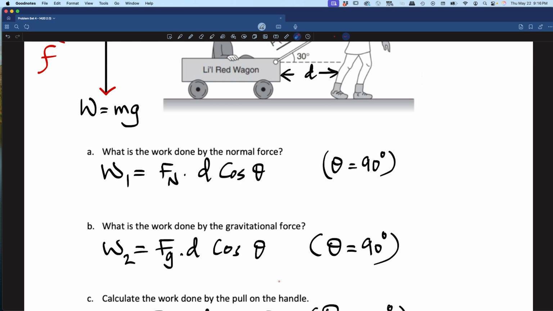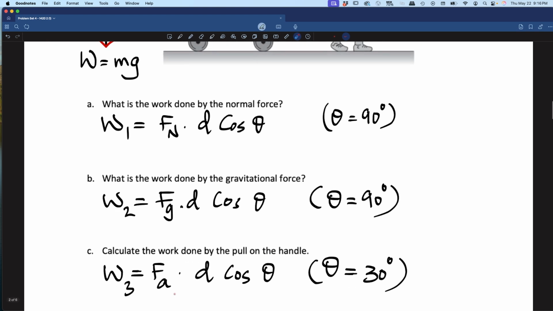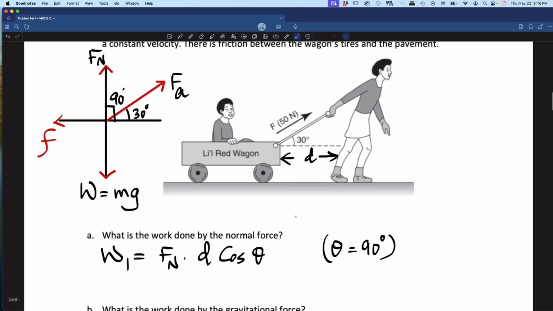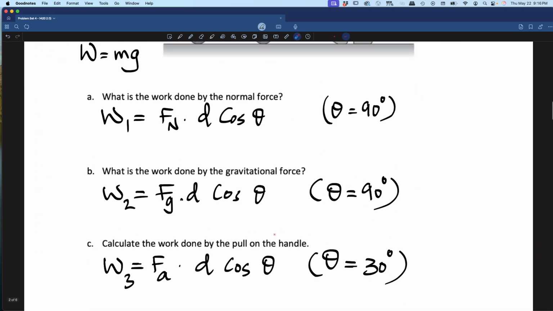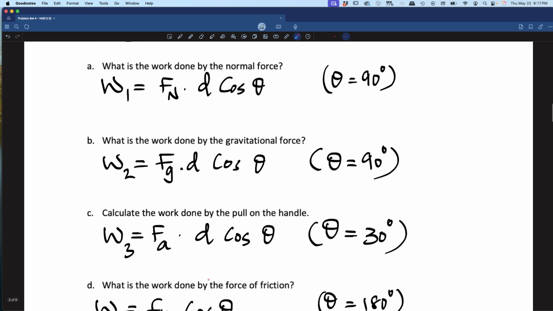C, calculate the work done by the pull on the handle. Okay, now the force is the applied force, which is what? 50 newtons? Yeah, 50 newtons times d, which is 25. This time the angle is 30, because the angle between the applied force and the distance is 30. See that? Okay, so put in the numbers, you will get the answer.